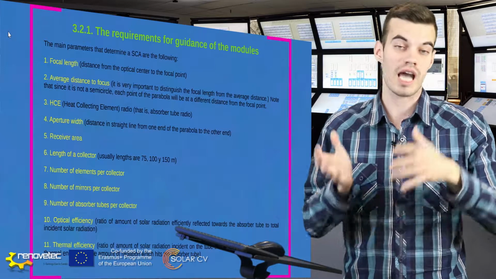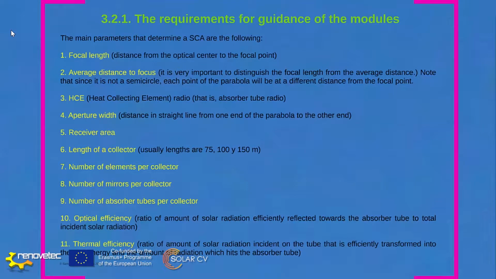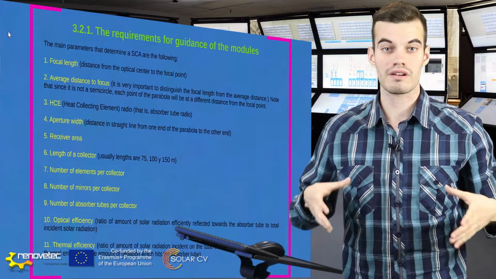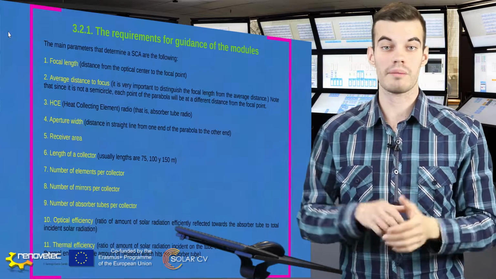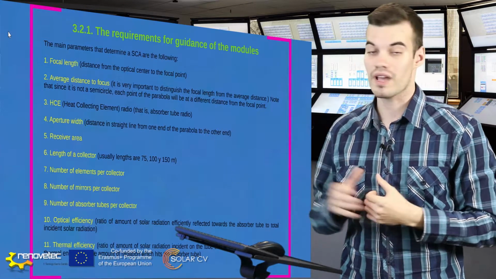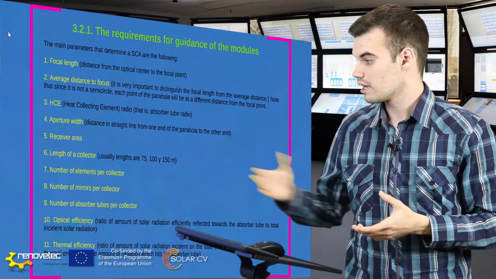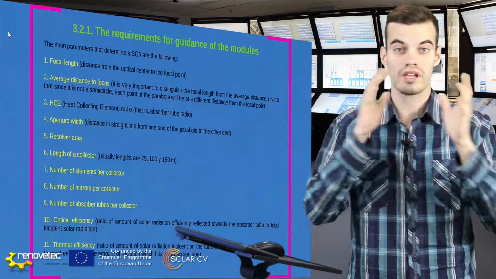HCE radius, which is the absorber tube radius, the place where the solar radiation is transformed into thermal energy. Aperture width, which is the straight line from one end to the other end. The receiver area, which is the area receiving the solar radiation. Length of a collector, which is the length of each module multiplied by the total number of modules. Number of elements per collector, that is auxiliary systems, wires, and other subsystems.